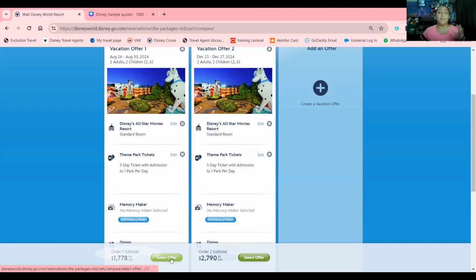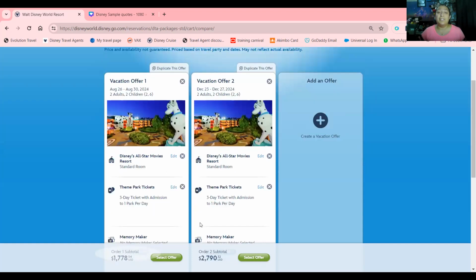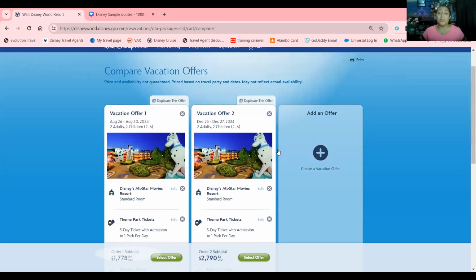You can just select offer and boom. If they want to go ahead and go with this one, you just click select offer and now it's going to give you this one without you having to log out, go back in, do everything all over again. Pretty cool, right? So let's just say that's one way you guys can utilize it.